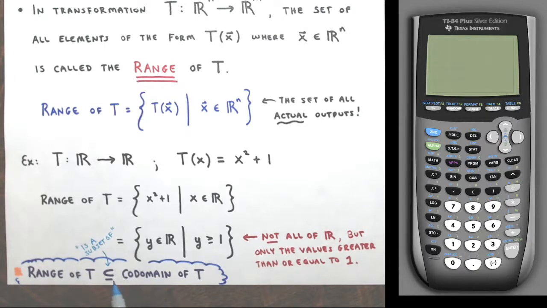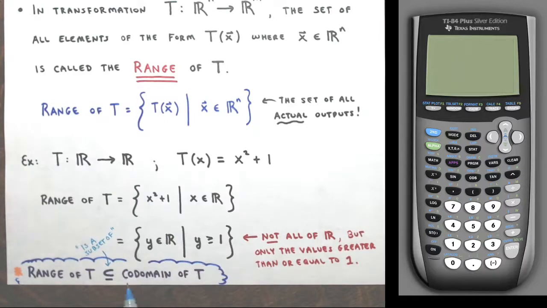Now they may be equal, right? That's why the little or-equal-to is under here. But if they're not, you can leave that off and just say it's a proper subset. Like in this particular example I've written here, the range of t is a proper subset of the codomain. There are values of the codomain that are not in the range, like all the values less than 1. All the values less than 1 are in the codomain, they're in the reals, but they're not in the range.